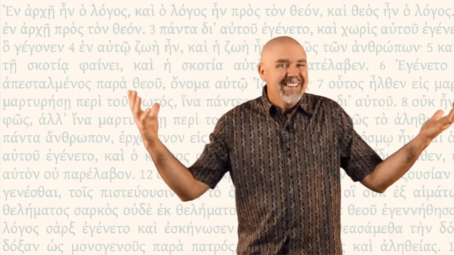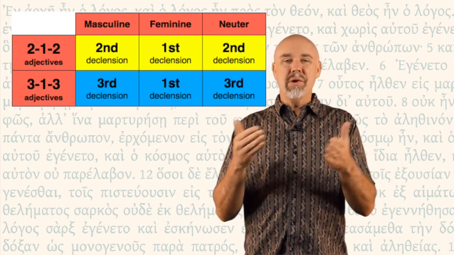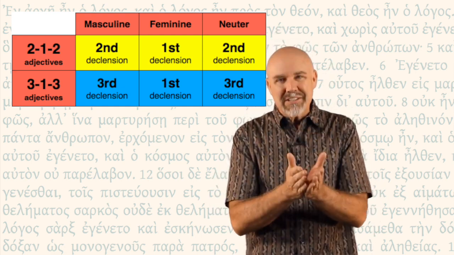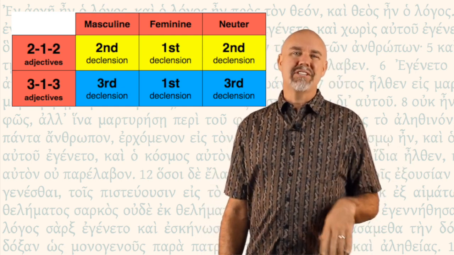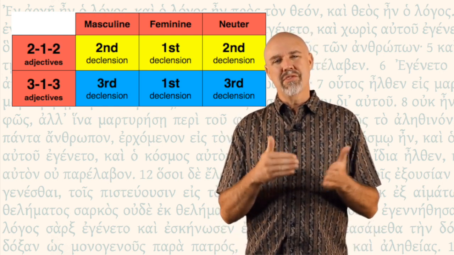Did you guess it? Hopefully it sort of makes sense here, right? That if 2-1-2 is masculine, feminine, neuter, well, the 3-1-3 will tell you again that in the masculine it follows this time third declension, in the feminine first declension, and in the neuter third declension, 3-1-3.